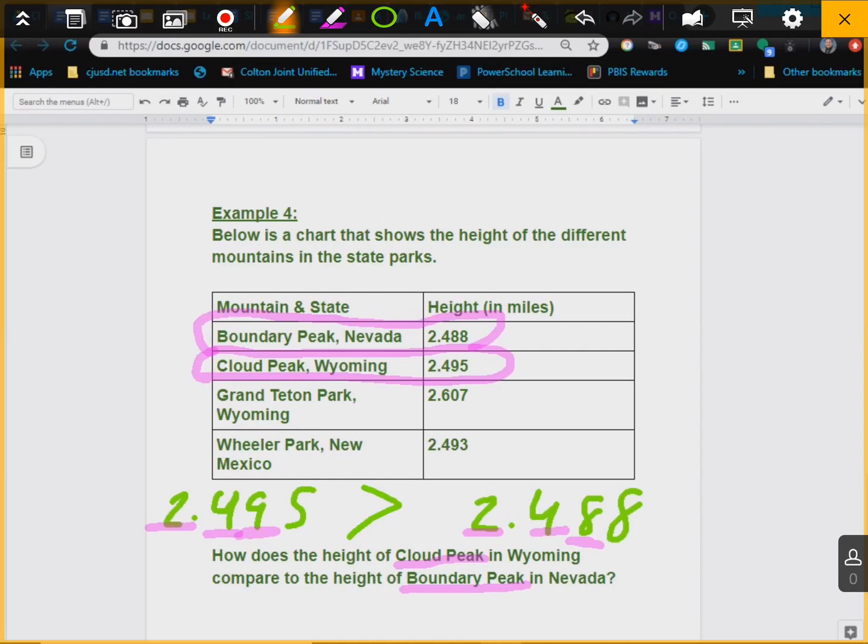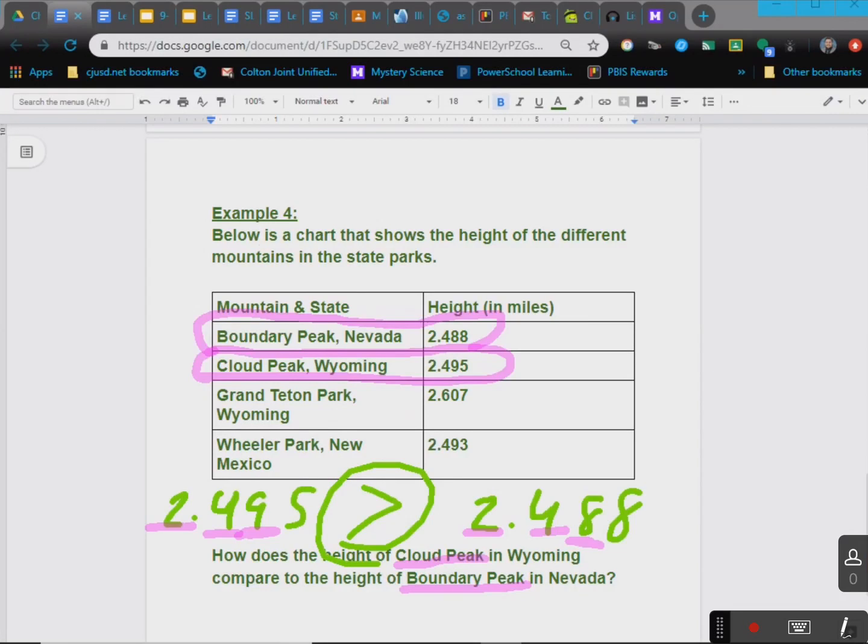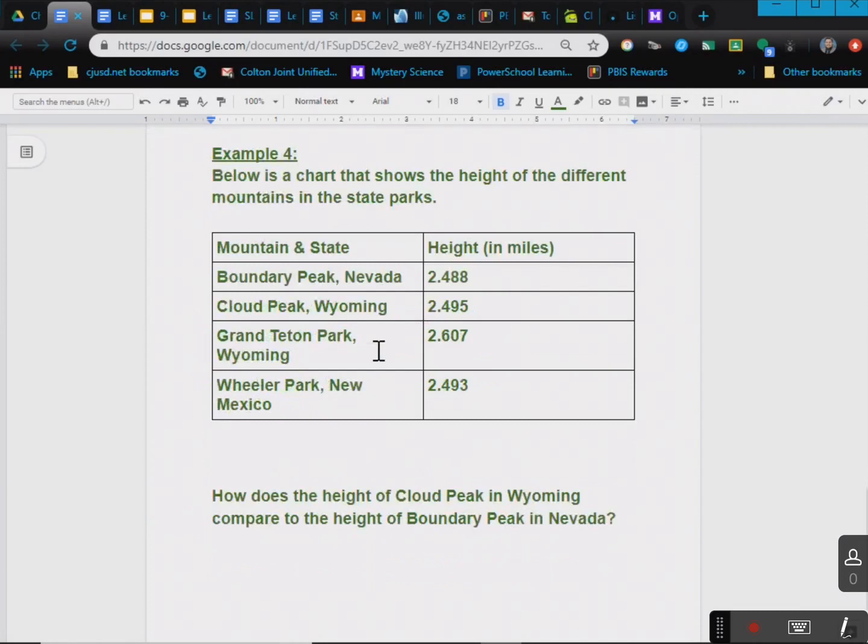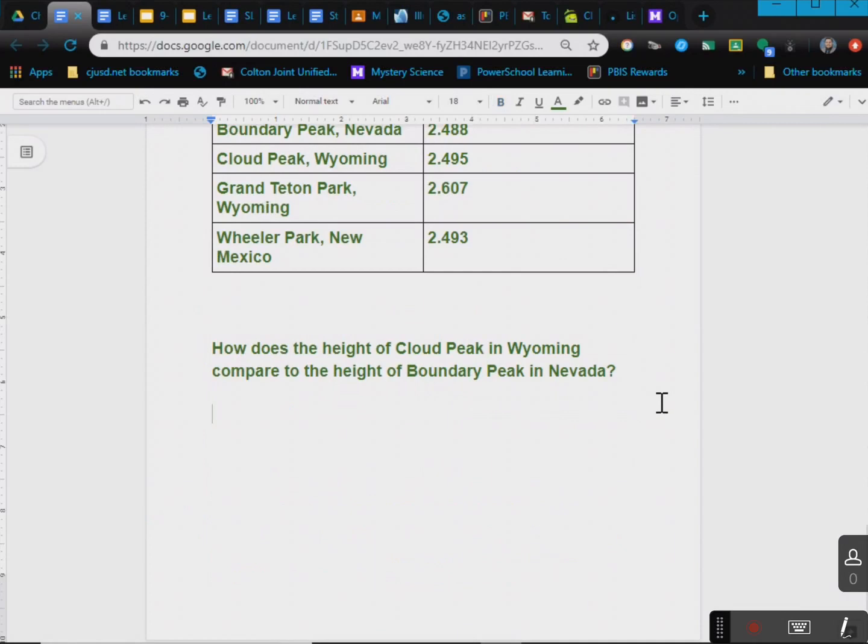Okay, and my answer would be Cloud Peak is greater than the height of Boundary Peak. Okay, and that's what I would write. Okay, this is greater. And if I was to write this as an actual statement, it would be something like Cloud Peak is a greater height than Boundary Peak.